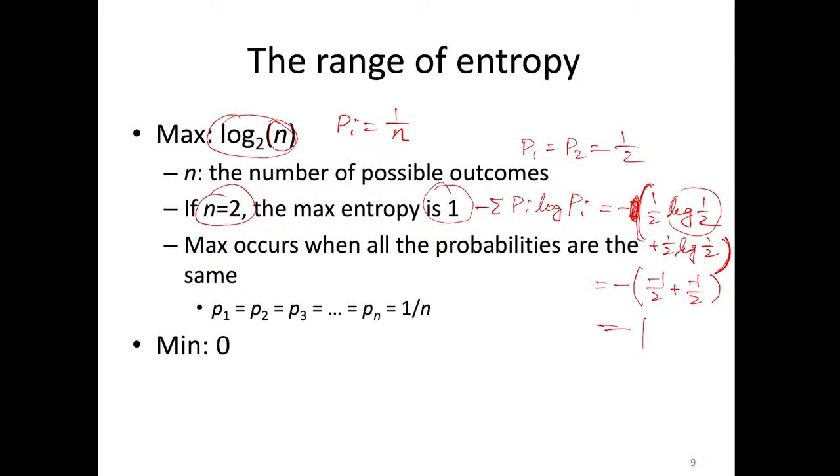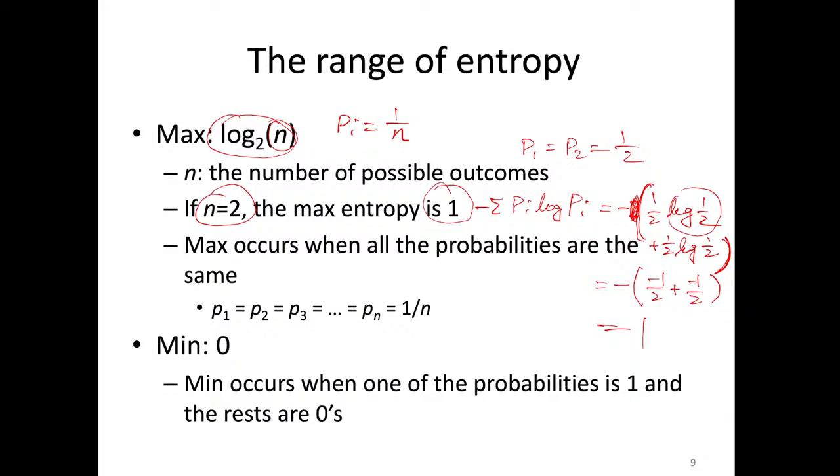And the minimum value is 0. This is when a certain pi is 1 and pj is 0 for all j not equal to i. Okay, so this is when everything is certain. The result is always i in this case. So in this case, we have 0 entropy. The expected amount of information is 0.